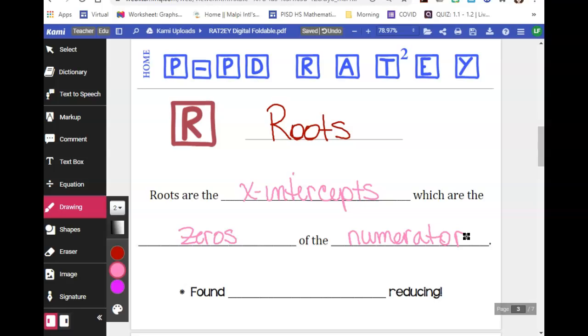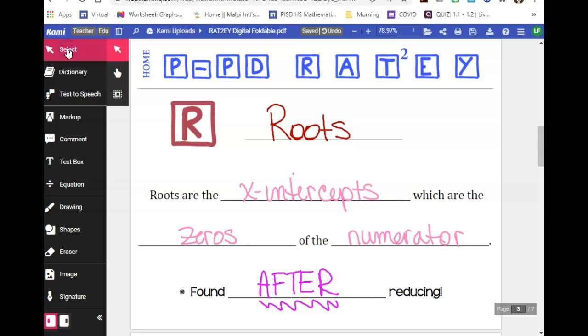And then when do we find those? We find them after reducing. Okay? That's why in the acronym it comes after the PD. If you do them before you reduce, then you're going to get false answers because you can't be a point discontinuity and a root at the same time. So point discontinuity first, then roots.